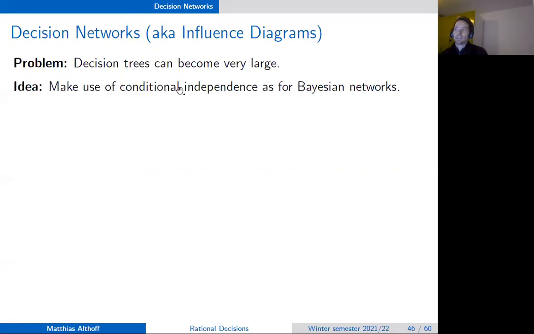So as I mentioned, decision trees can be very large, and the idea is to make use of conditional independence, as we have already done for Bayesian networks. If you remember, if you would create a gigantic table for all the joint probabilities, then the number of entries for the table would have also been exponential in the number of random variables. But by using conditional independence in Bayesian networks, we were able to very concisely present problems and solve problems regarding probabilistic inference.